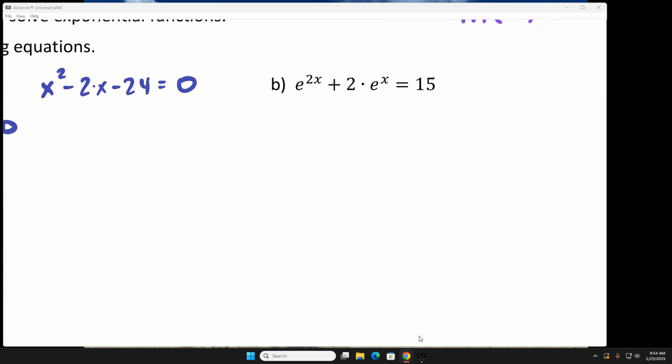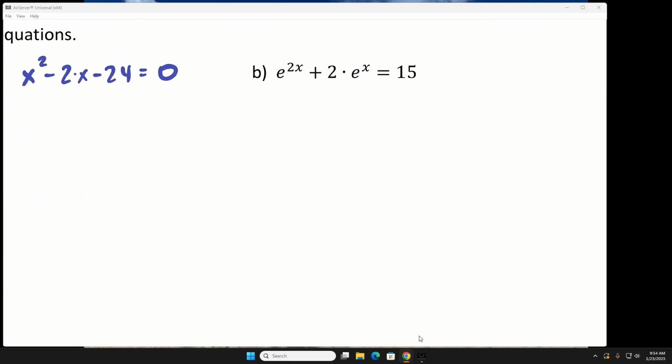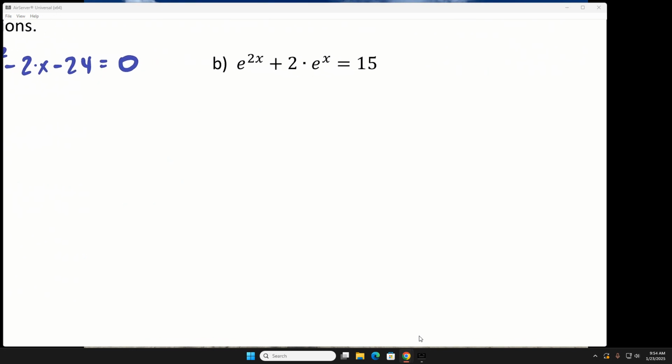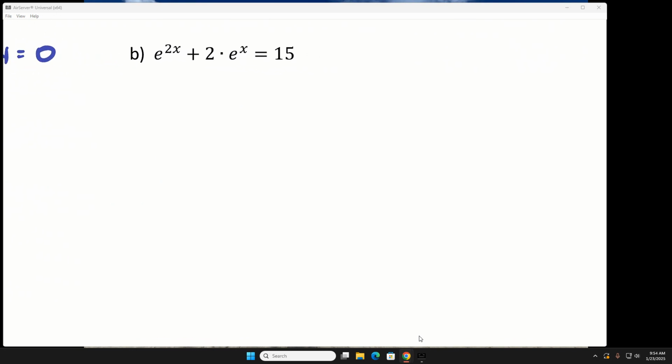All right, so let's think back to solving polynomial equations by factoring. What did you have to have on one side to be able to do it? You had to have 0. And so if you don't have 0, it won't work. But it's really easy to make it be 0. So I'm just going to move that 15 over so I can get everything on one side.